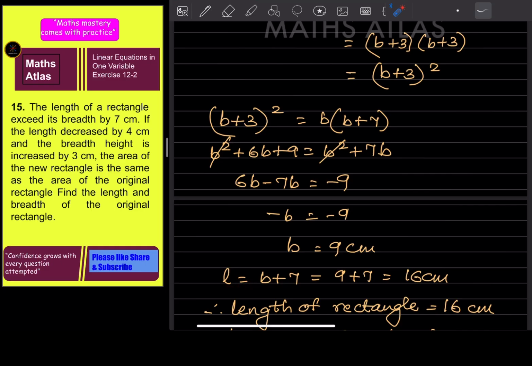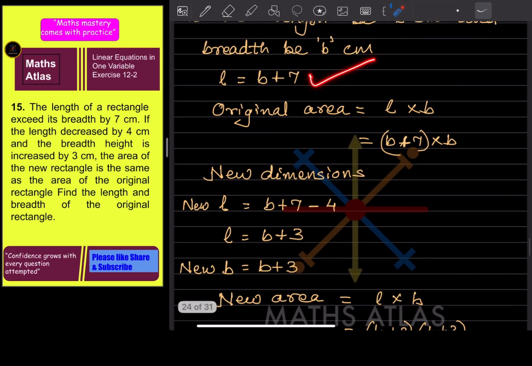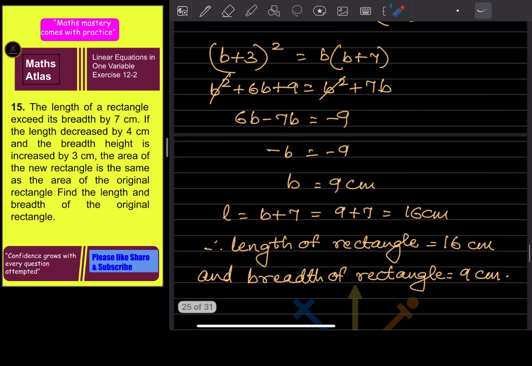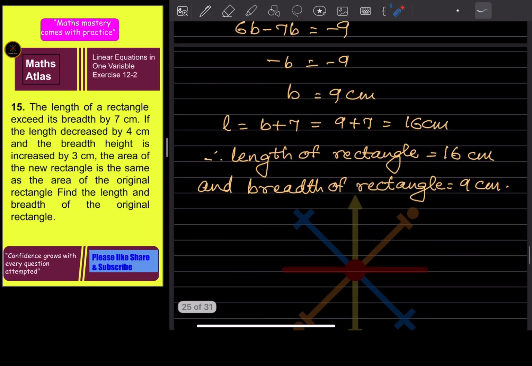Because we want the length and the breadth of the original rectangle. So what was it for the original one? The length was B plus 7. See, because they said the original one, so we have to see that B plus 7. So here length is B plus 7. We got B as 9, so that will be 16 centimeters. So we can say the length of the rectangle is 16 centimeter and the breadth of the rectangle is 9 centimeter.